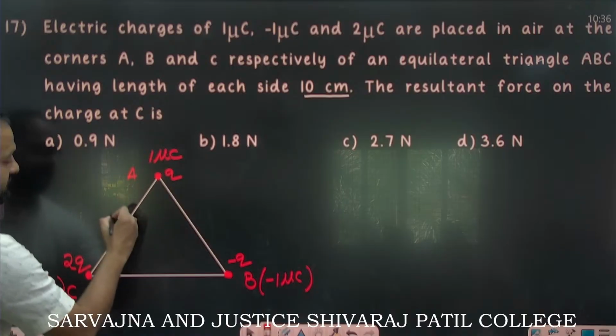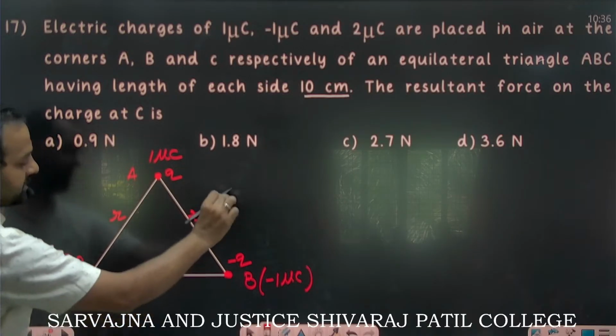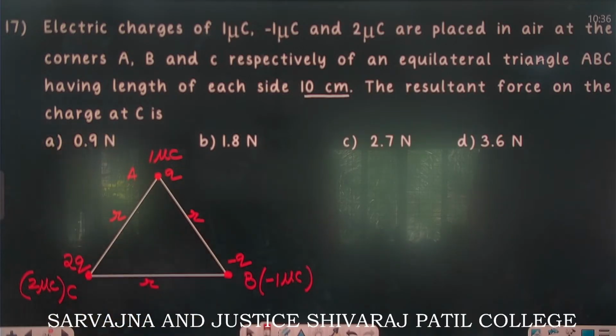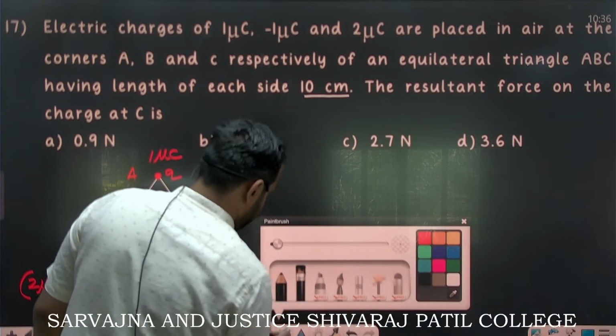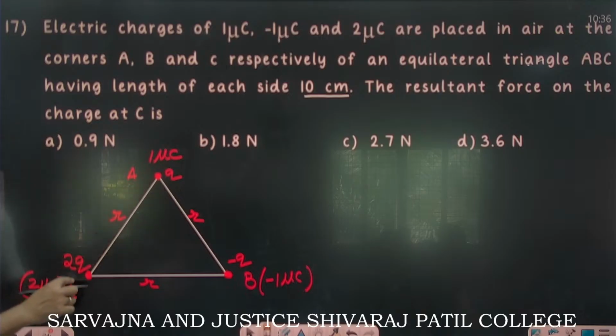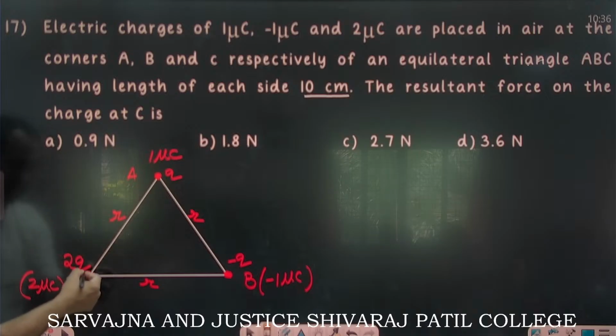Okay. And if I take this R, this will also be R, and this will also be R. Yes or no? Because it is an equilateral triangle. Okay. Now, what are they asking? They are asking the resultant force on charge C. Between A and C, what kind of force will it be? Will it be repulsive force or attractive force? Repulsive force. Repulsive force means the line joining A and C is this AC, it will be in this direction, yes or no?